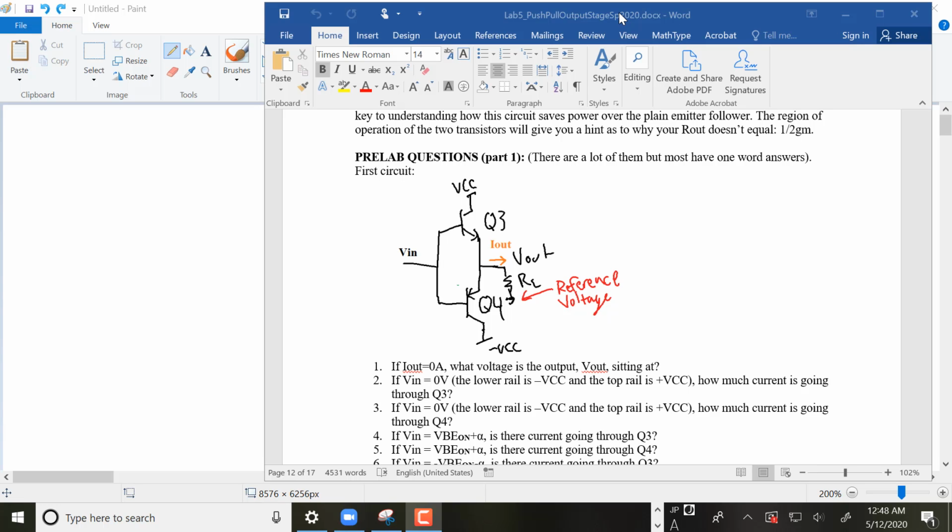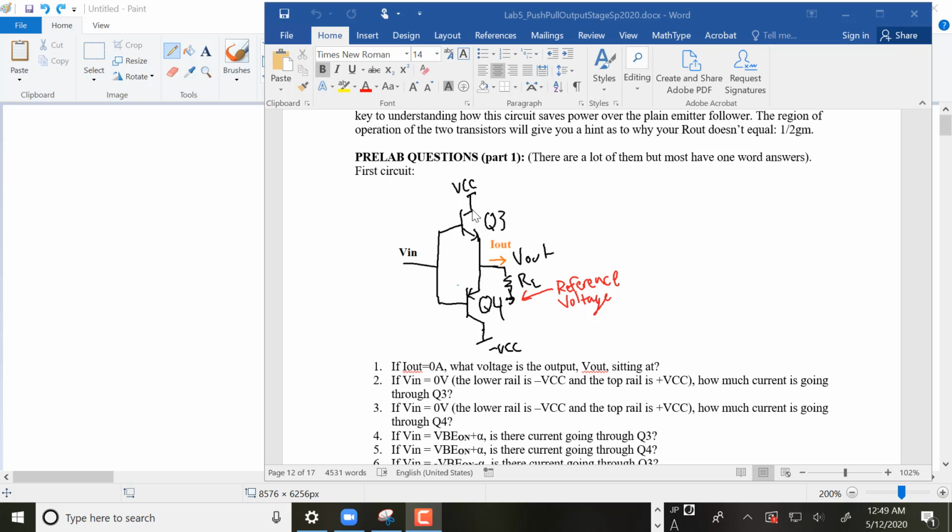This video is about the push-pull output stage. And the whole job of an output stage is to show a low R out, which just means that if something asks for a lot of current, so if there's a lot of current output from the circuit, the output voltage doesn't get affected. So let's start with the most basic version of a push-pull output stage.